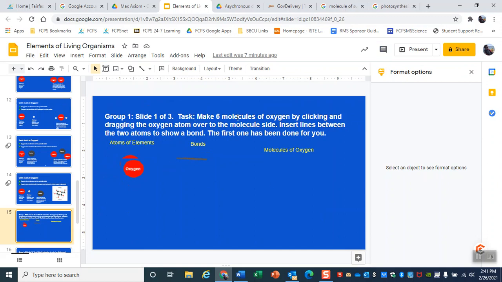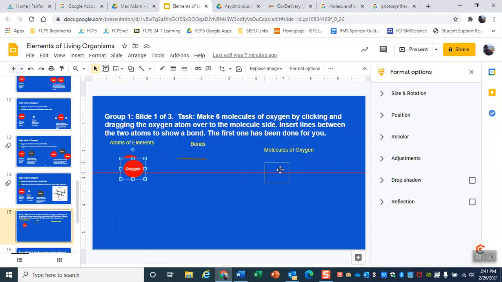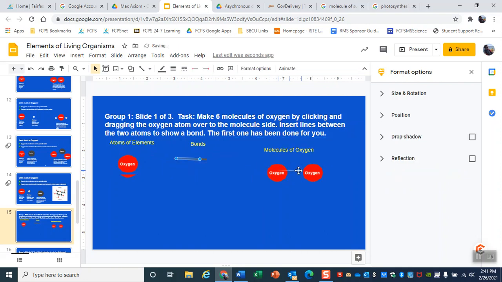So here's the task. Make 6 molecules of oxygen by clicking and dragging the oxygen atom over to the molecule side. Insert the lines between the atoms to show the bond. The first one is done for you. All right, so there we go. If this line is too big, you can format it by clicking and dragging.